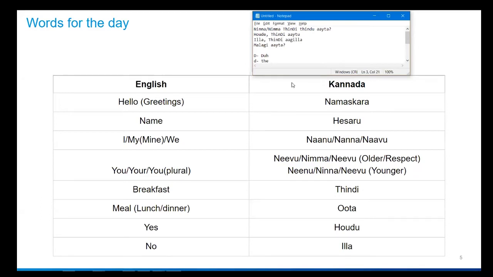Now here are the variations of the word aita. Aita is a question. Aitu is to say I'm done, and agilla is to say not done. So here I'm saying yes, breakfast is done. No, breakfast is not done.